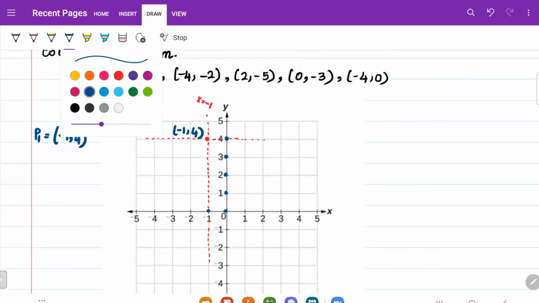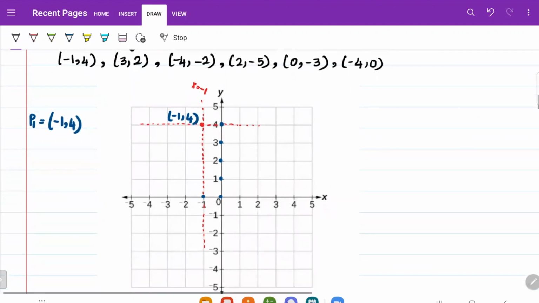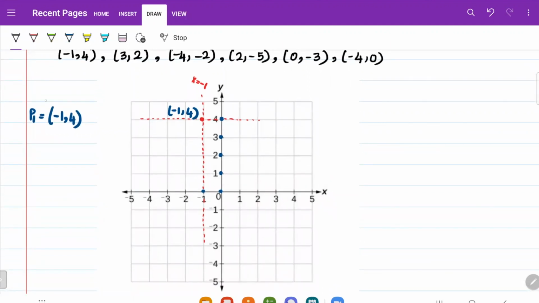Similarly, we have next (3, 2). So on the x, it's 3. The point P2 is (3, 2). On the x, we have 3 here. So let us draw a line that goes through x equals 3. And then we have our y point as 2. This is 1 and 2 here. Let us draw a horizontal line that goes through this point. We have an intersection here again, and that is (3, 2).